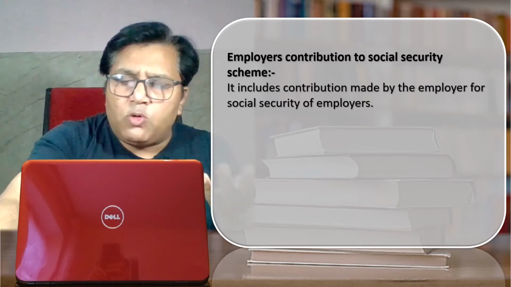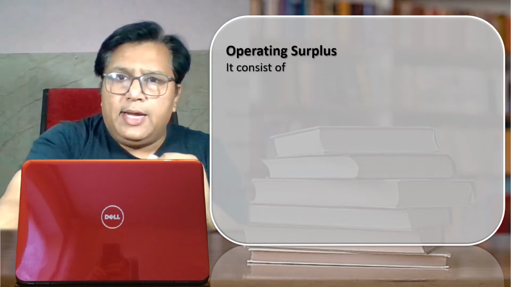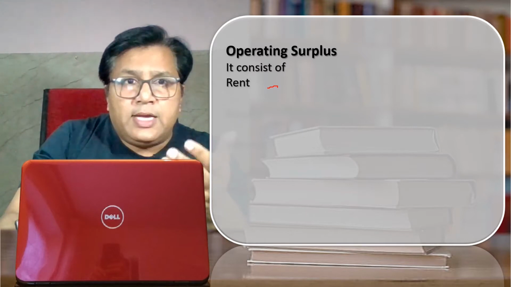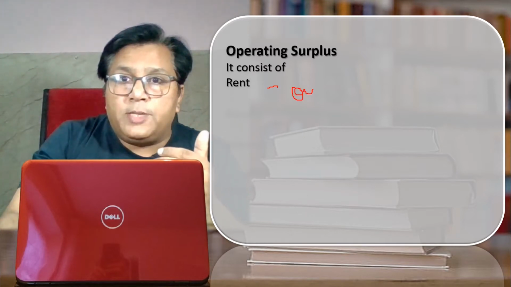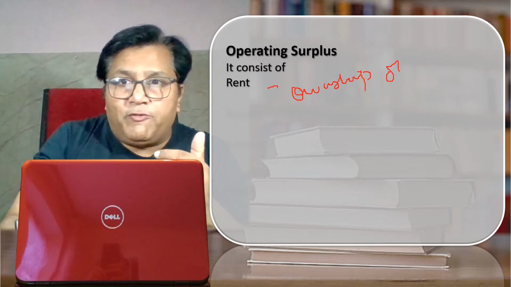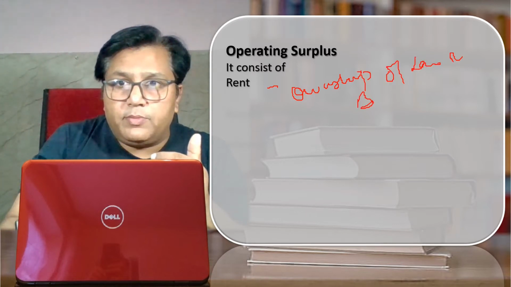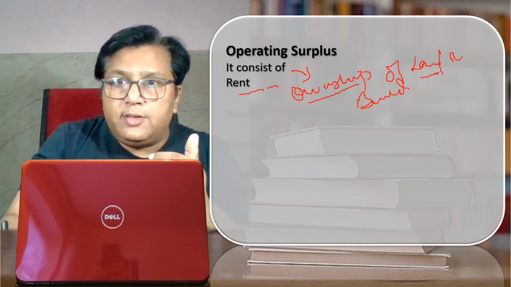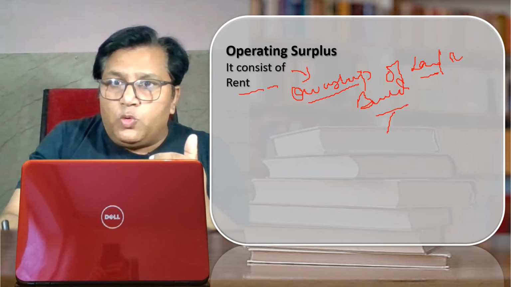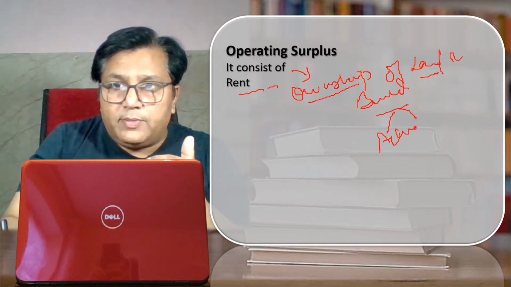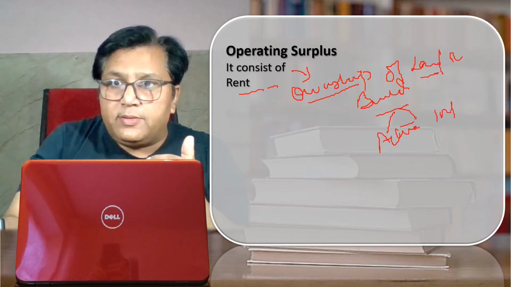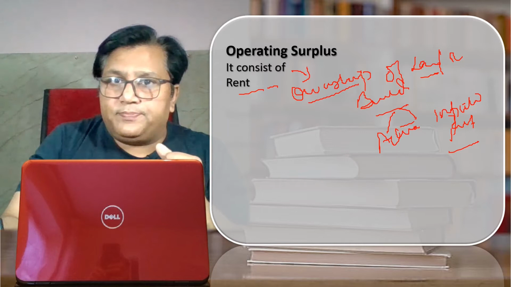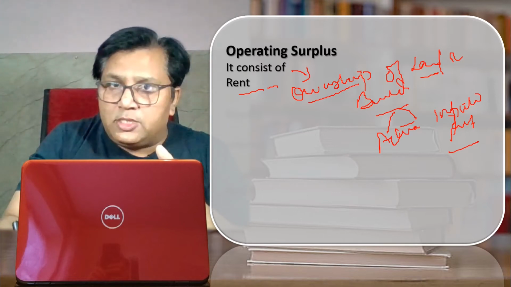Now let us discuss the second component, that is operating surplus. It consists of rent. The question is, what is rent? It is that part of the income which arises because of ownership of land and building. It is of two types. The first one is actual rent and the second one is imputed rent. Imputed rent means an owner-occupied house. It comes under the operating surplus. I hope rent is clear.